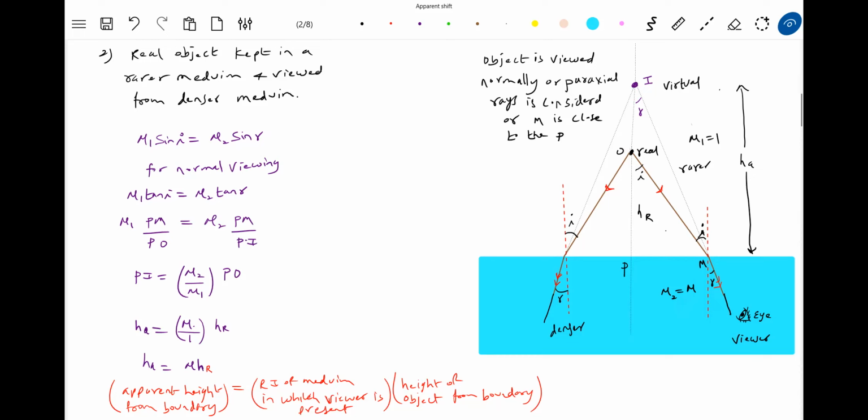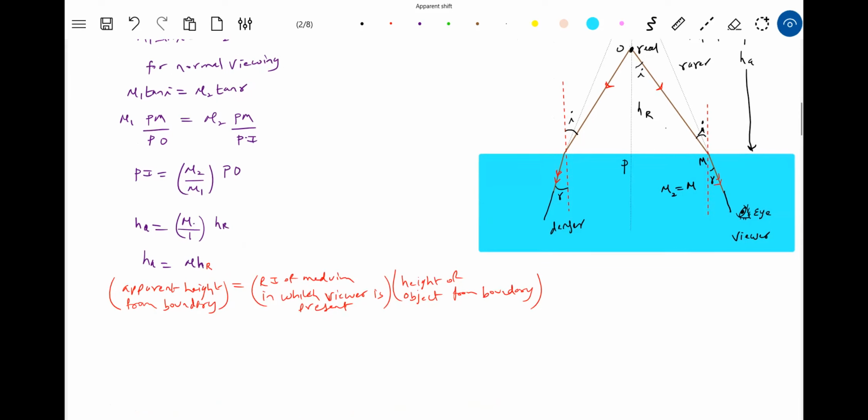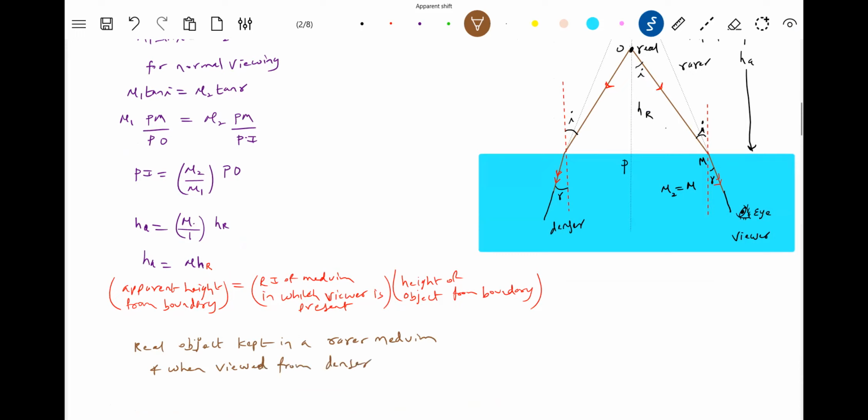Conclusion: a real object kept in a rarer medium and viewed from a denser medium, the object appears farther from the boundary. So this is the conclusion.